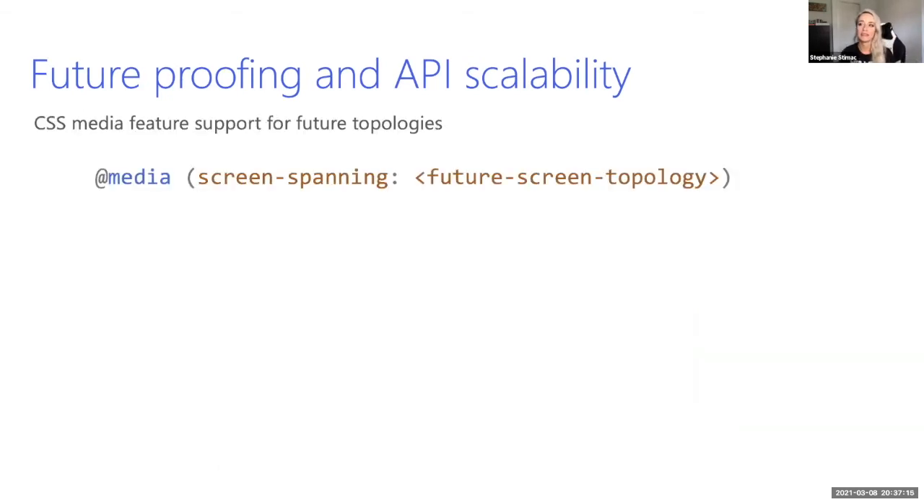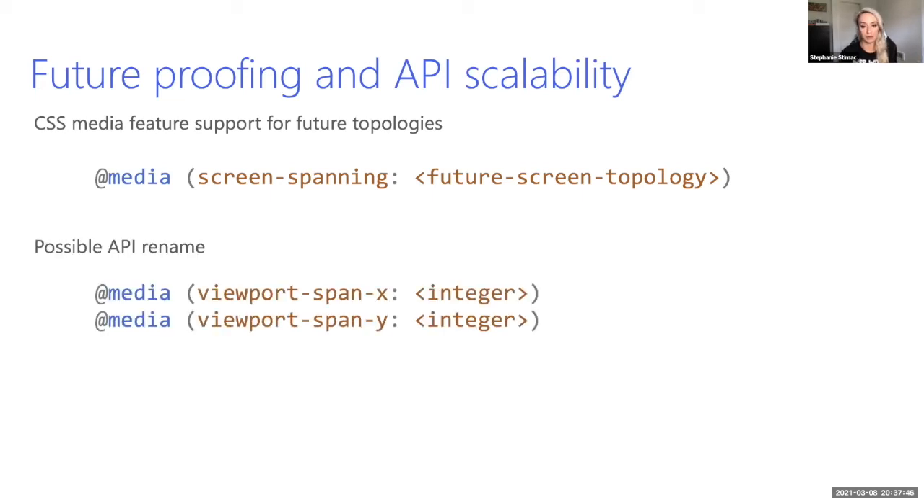And then secondly, let's talk about scaling the CSS API, because this one's a little bit trickier than JavaScript. We don't have arrays, and we don't have as much arithmetic operation compared to JavaScript. We do have some CSS conditionals, but not quite like JavaScript. So the team is thinking that they would just add a new screen topology to the screen-spanning media query. But in discussing this with the CSS working group, they came up with perhaps something even more scalable. They're also looking at a possible API rename to make it @media viewport-span-x and viewport-span-y with an integer value.